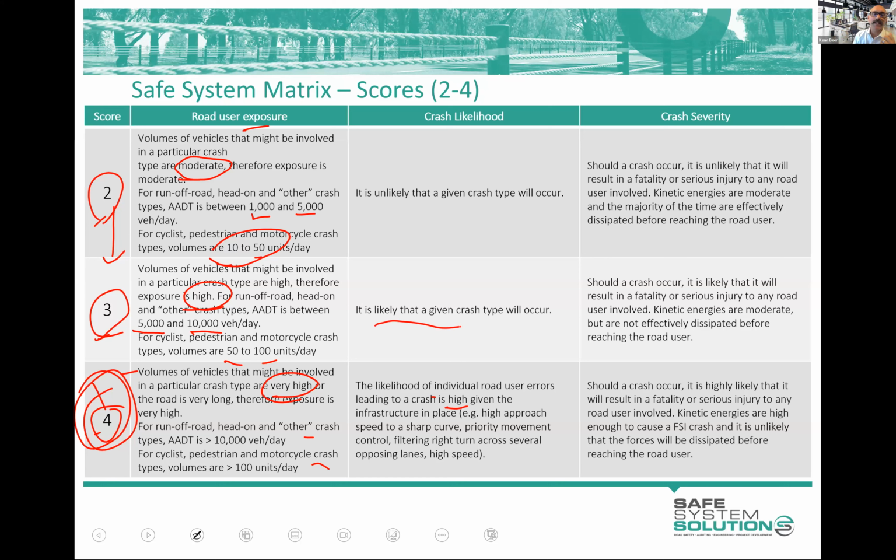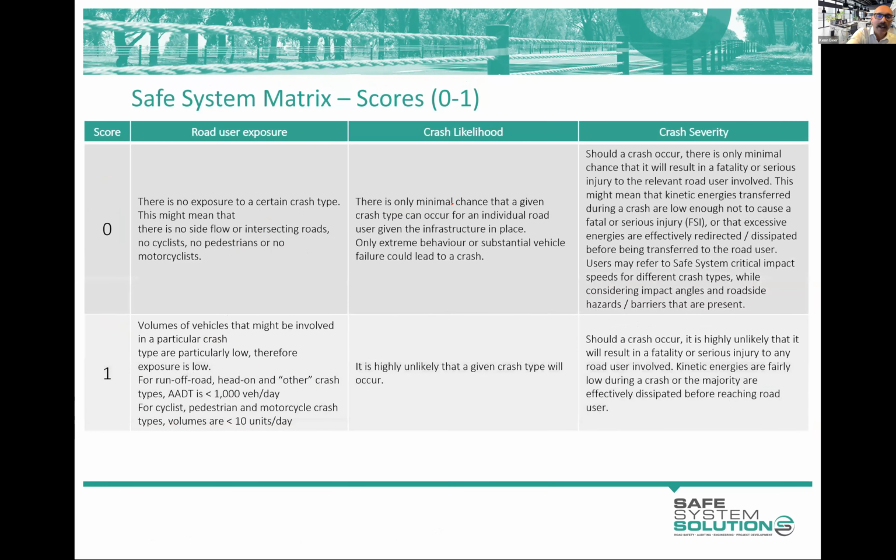That does not, you don't have a lot of help there. A 2 is unlikely that a given crash type will occur. 1, highly unlikely that a given crash type will occur. And a 0 is there's only minimal chance that a given crash will occur for an individual road user, given the infrastructure in place. Only extreme driver behavior and substantial vehicle failure could lead to a crash.